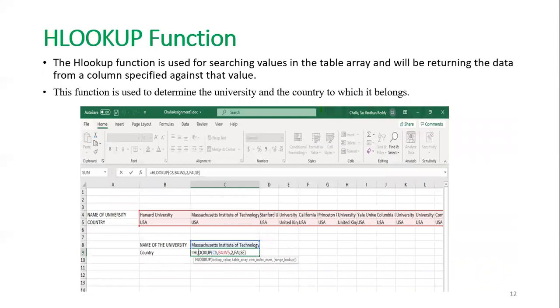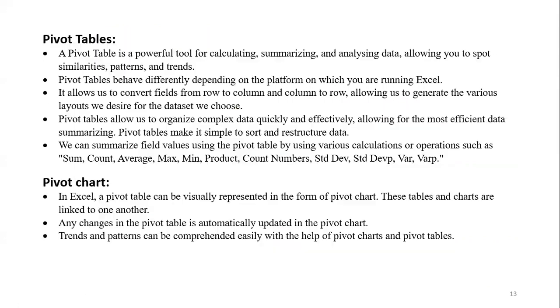The HLOOKUP function is used for searching values in the table array and returning the data from the column specified against the value. This function is used to determine the university and the country to which it belongs. Here the name of the university is given, and by using the HLOOKUP operation, we can find the university and the country to which it belongs.